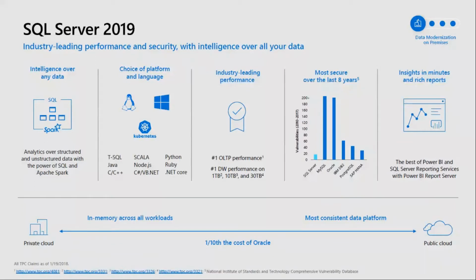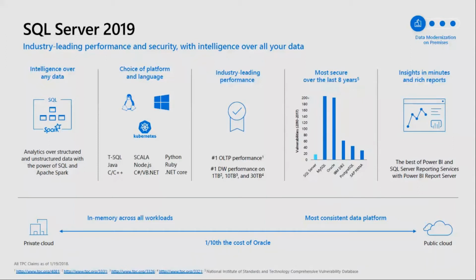SQL Server 2019 extends its unified data platform to embrace big and unstructured data by deploying multiple instances of SQL Server together with Spark and HDFS, the Hadoop Distributed File System, as a big data cluster. So we are not only talking about SQL Server 2019 in terms of its OLTP, online transactional processing capabilities. We are also discussing SQL Server 2019 from an analytical perspective, which is OLAP. It is industry leading performance and security with intelligence over all of our data. It gives intelligence over any data. SQL pools and the Spark engine are natively embedded into SQL Server 2019, which allows us to analyze structured and unstructured data with the power of SQL and Apache Spark.